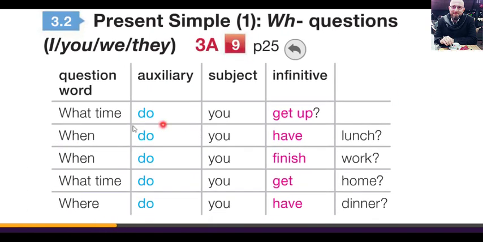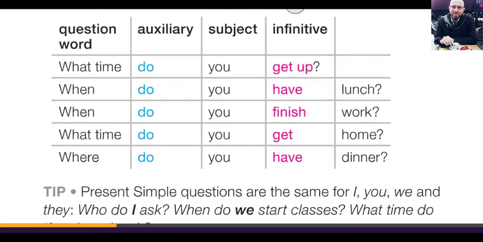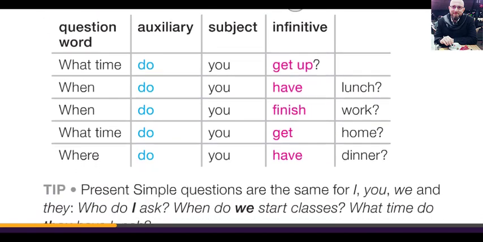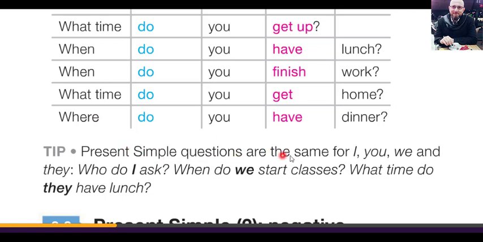Okay, and this is the order. We say, what time do you get up? When do you have? When do you finish? What time do you get? Where do you have? The same order. Four steps, very important. Question word, auxiliary, subject, infinitive. And here we say present simple questions are the same for I, you, we, and they. The same grammar. When do I ask? When do we start? What time do they have lunch? This is all the same grammar. I, we, you, they, always the same grammar.